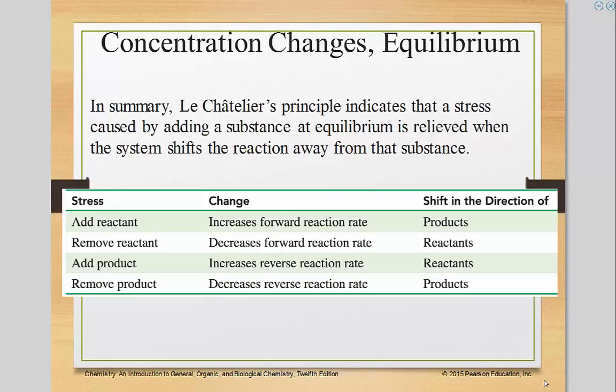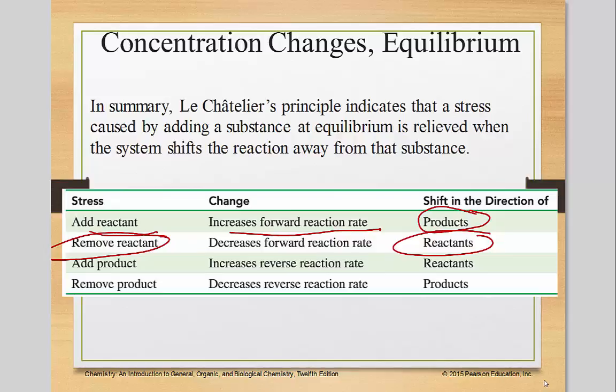Here's just a summary of the breakdown. If we add reactants, you're going to drive it to the right, increasing the forward reaction. We're going to get more products. If we remove the reactants, it's going to do the reverse. It actually produces more reactants. You're going to drive the reaction to the left, producing more reactants and increasing the reverse reaction.